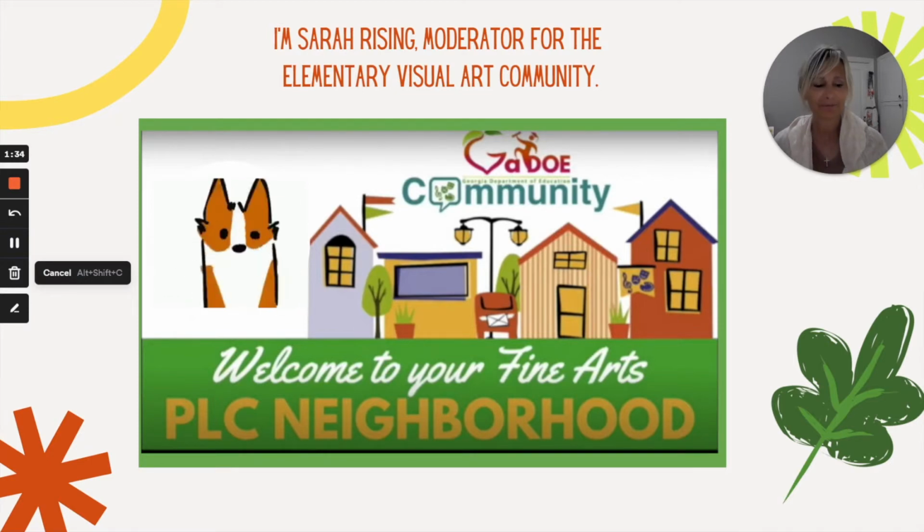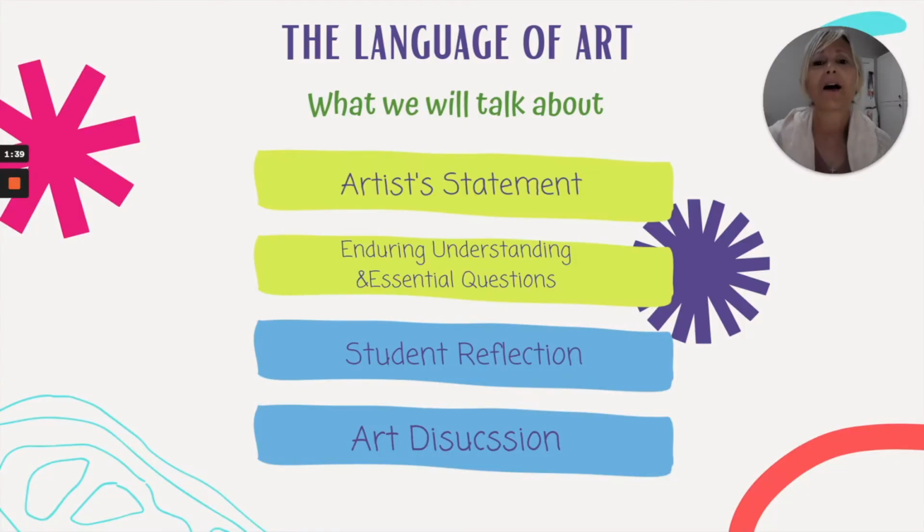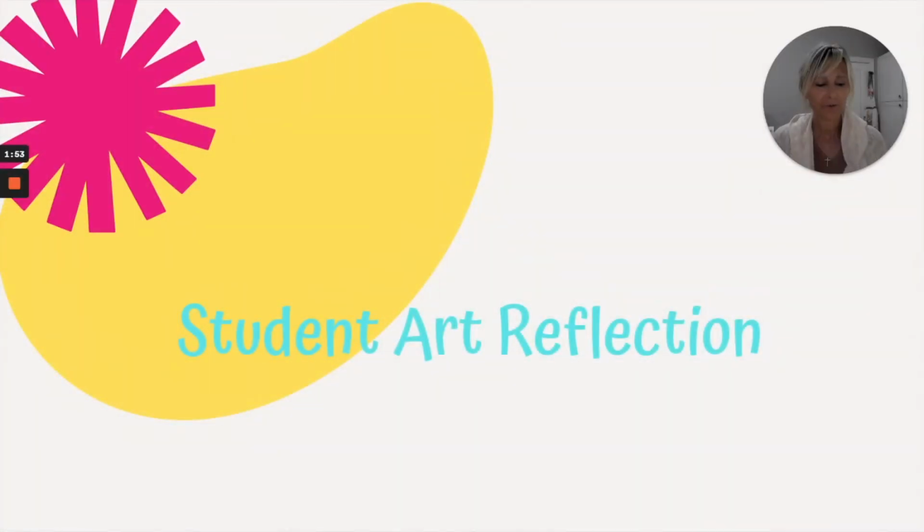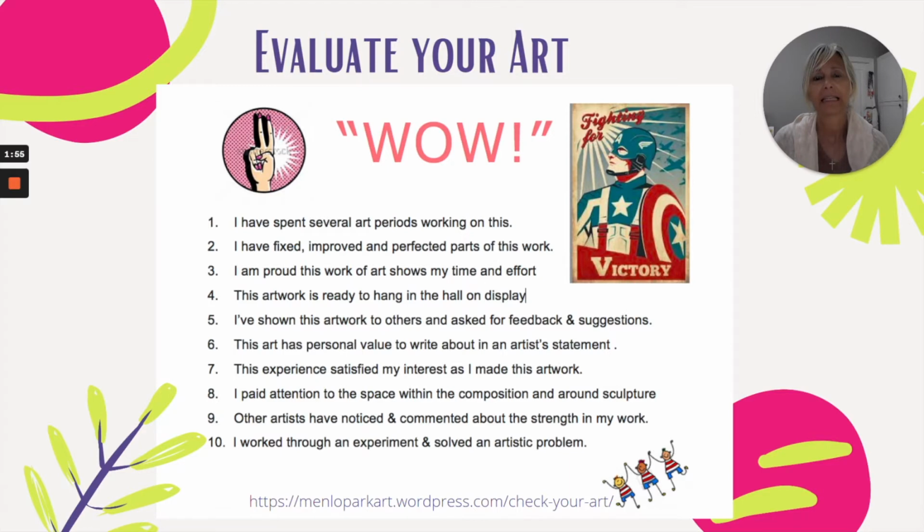Let's talk about art. In the first part, we talked about artist statements, enduring understanding and essential questions. This time around, we're going to look at student reflection and art discussion. Student art reflection is where the kids can go back and evaluate their own work.